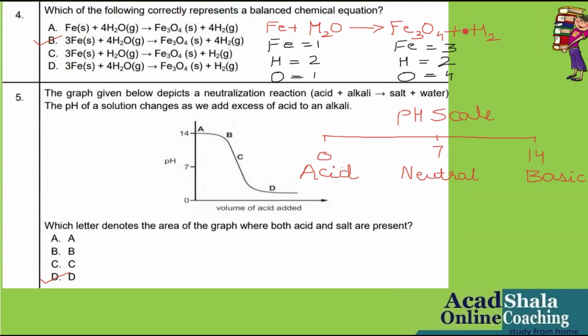After that, my next step will be to write down, on the left and the right hand side, the total number of atoms, how many are there. So according to me, on the left hand side, iron is 1, hydrogen is 2, oxygen is 1. On the right hand side, iron is 3, hydrogen is 2, oxygen is 4. Now, how to go further? According to this, I see that iron is unbalanced, hydrogen is balanced, oxygen is unbalanced.